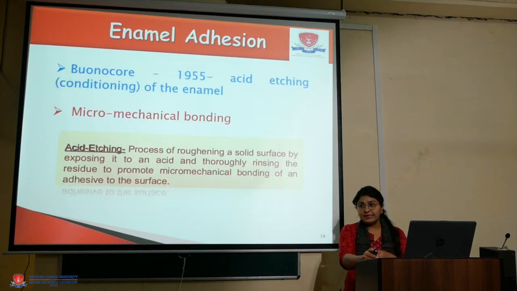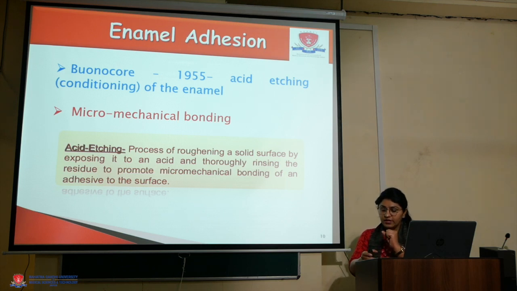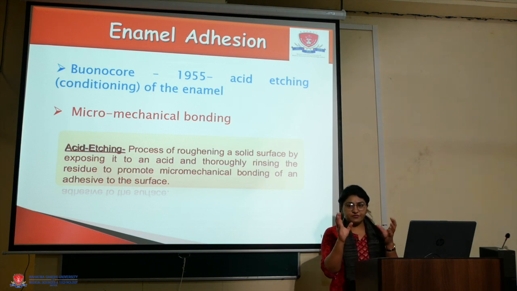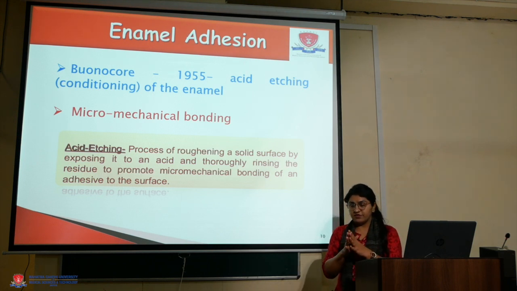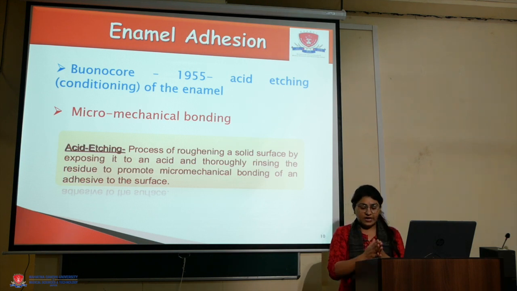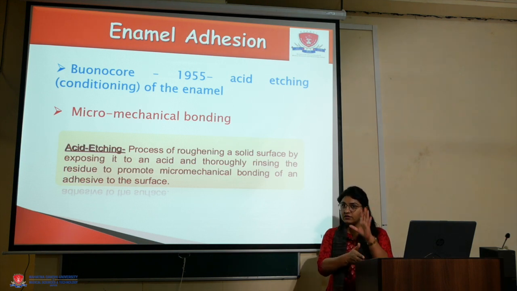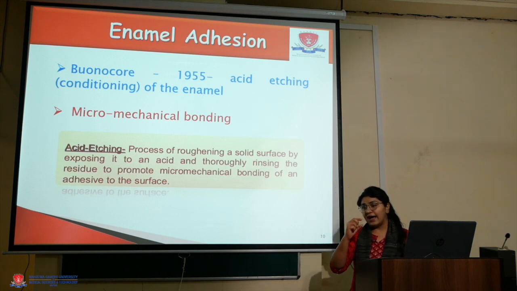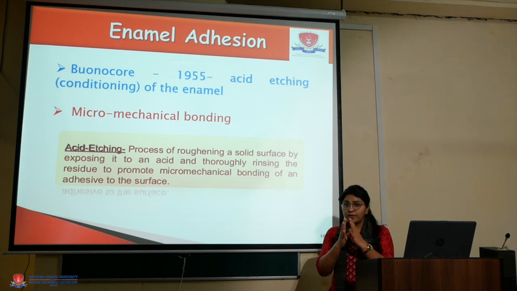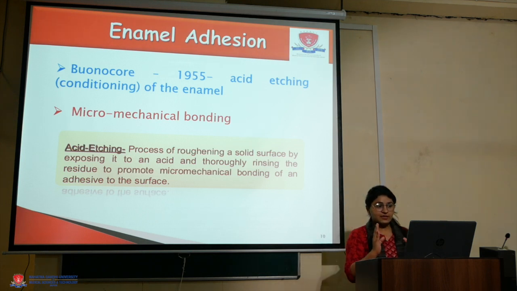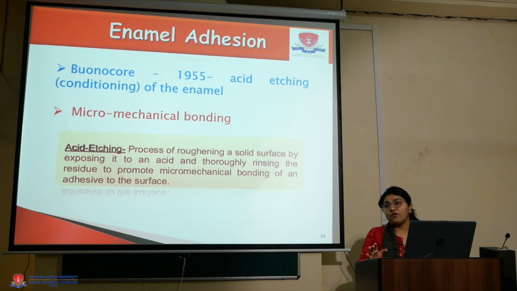First we'll talk about enamel adhesion or enamel bonding. If you have seen while painting walls, we have to roughen the wall surface and then prime it before we apply the paint. What happens when we do this roughening and priming? The paint sticks better to the wall. That is the purpose. Similarly, we want high strength and good bonding between the tooth and the restoration, so we have to prepare the tooth surface, and that preparation is known as acid etching or conditioning of the enamel.